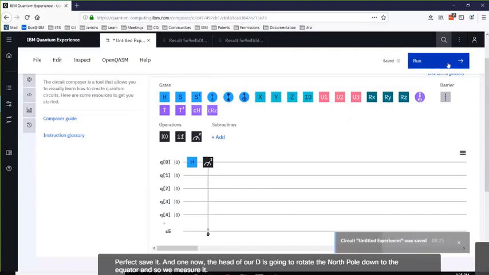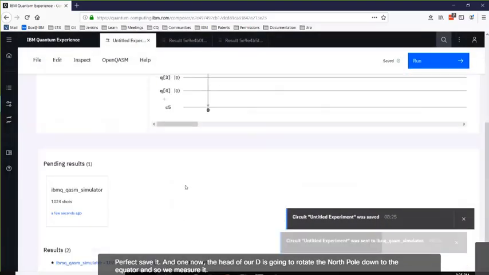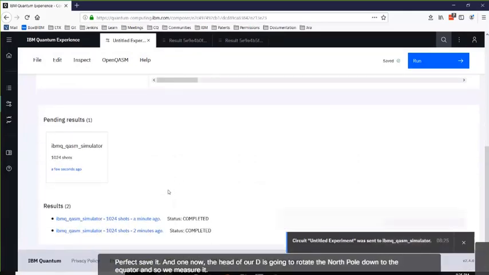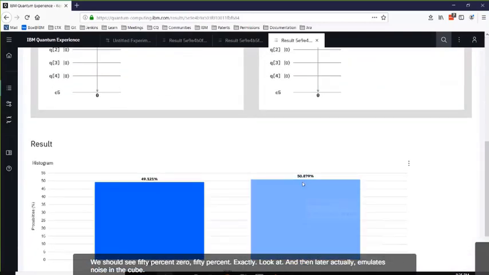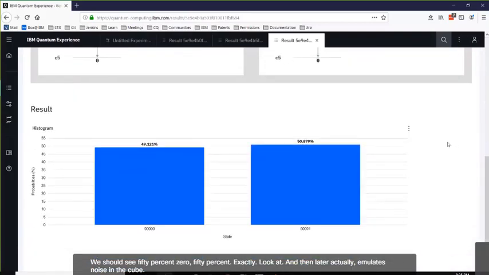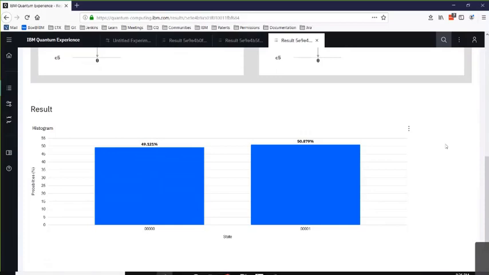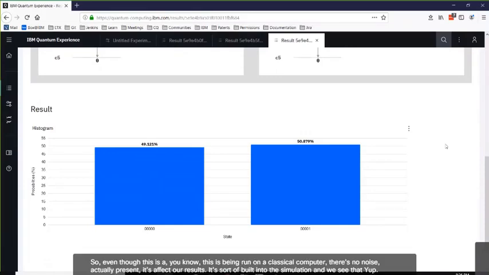Now the H gate is going to rotate the North Pole down to the equator. And so when we measure it, we should see 50% 0, 50% 1. Exactly, look at that. And the simulator actually emulates noise in the qubit. So even though this is being run on a classical computer, there's no actual noise present that's going to affect our results. It's sort of built into the simulation. And we see that, yep, about half the time it was 0 and half the time it's 1.